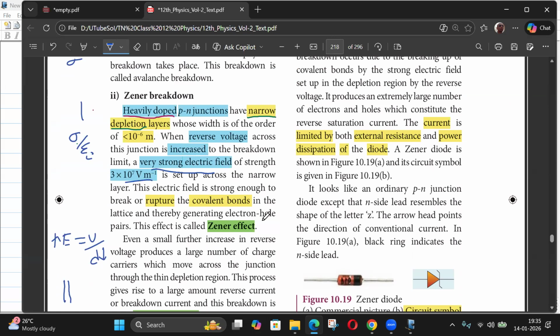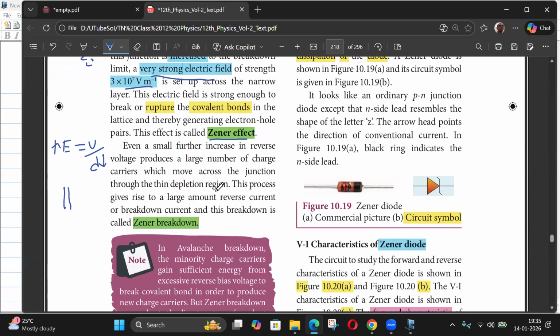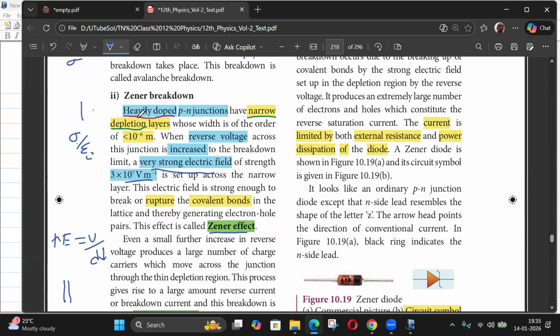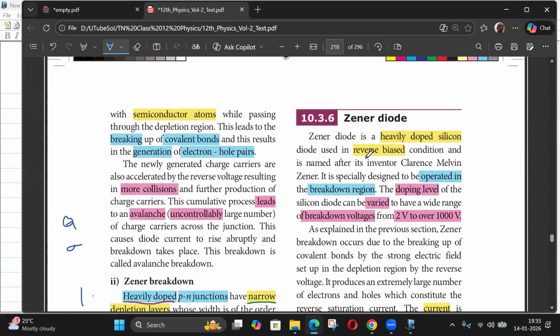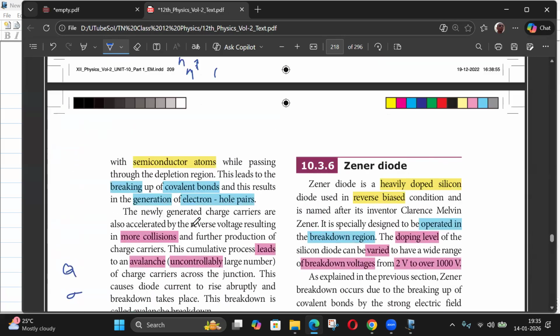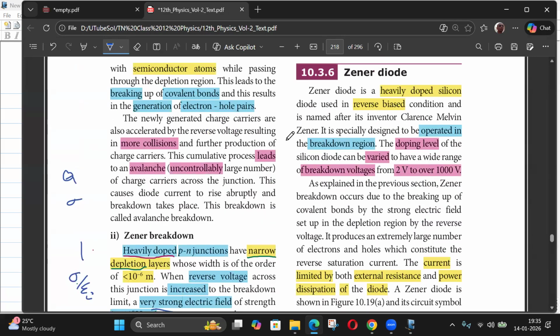Okay. So here also the chain reaction will happen. This is called the Zener effect because this thing was first discovered by Zener. So this breakdown is called Zener breakdown. The difference between the two breakdowns is the doping. So here the depletion width is narrow, here it will be large. So the Zener diode uses this Zener breakdown mechanism. The Zener diode is the same PN junction, but the doping is high.